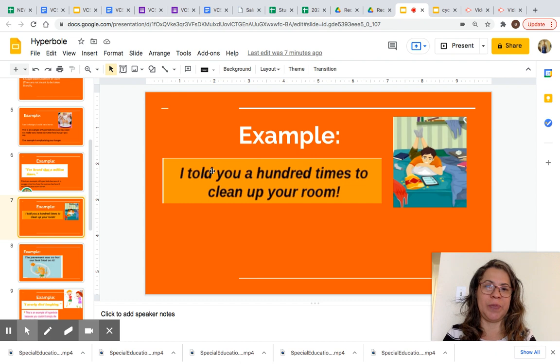Another example: I told you 100 times to clean up your room. You can see here this boy, and someone told him that. But this person actually didn't really tell him to clean the room 100 times, but she probably told him to clean it several times.